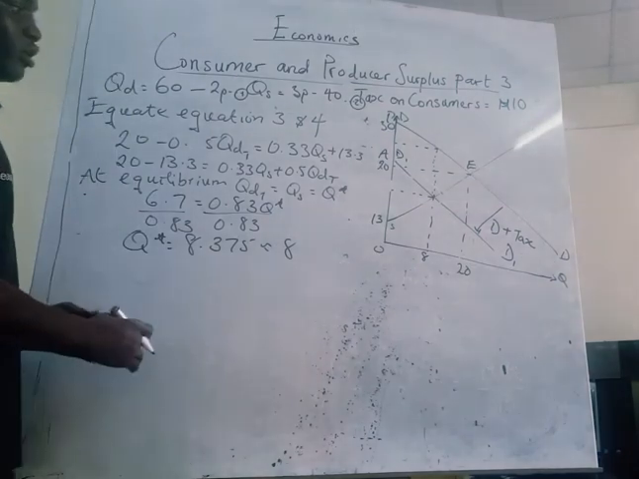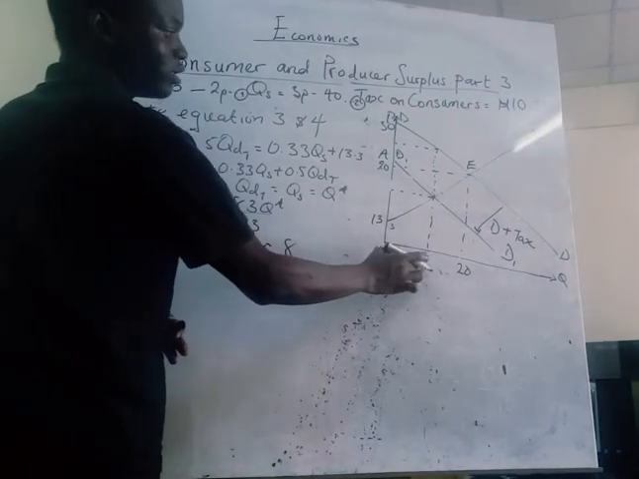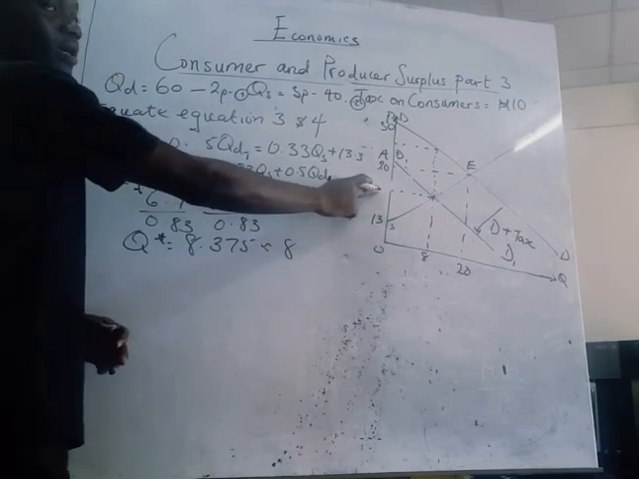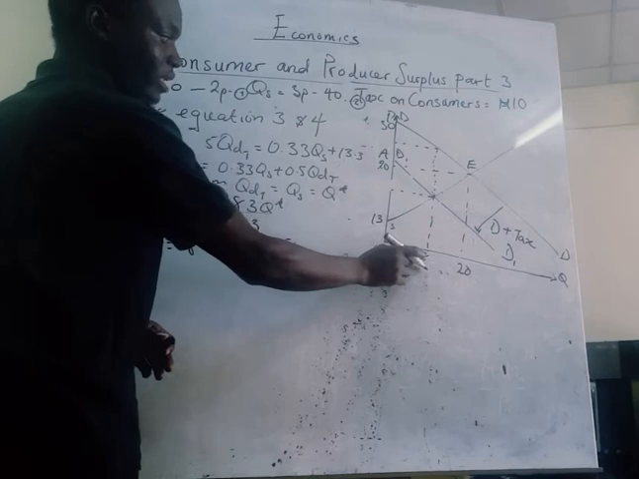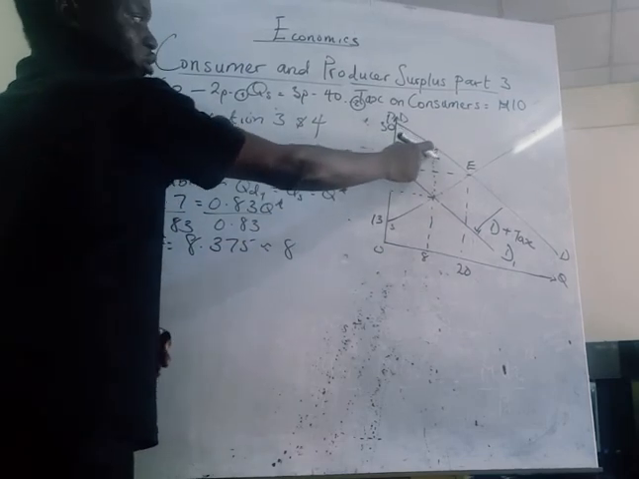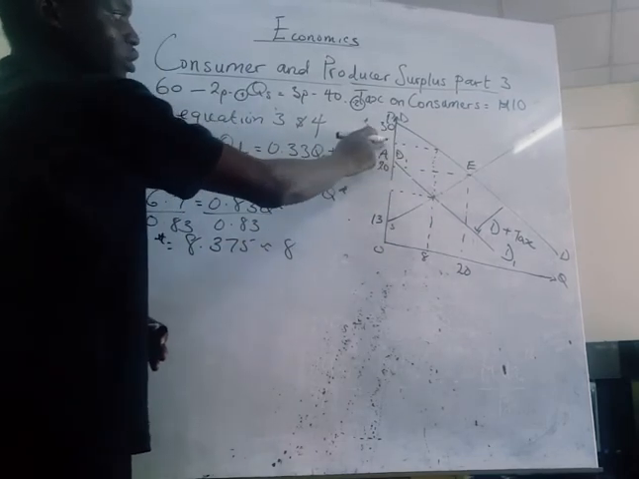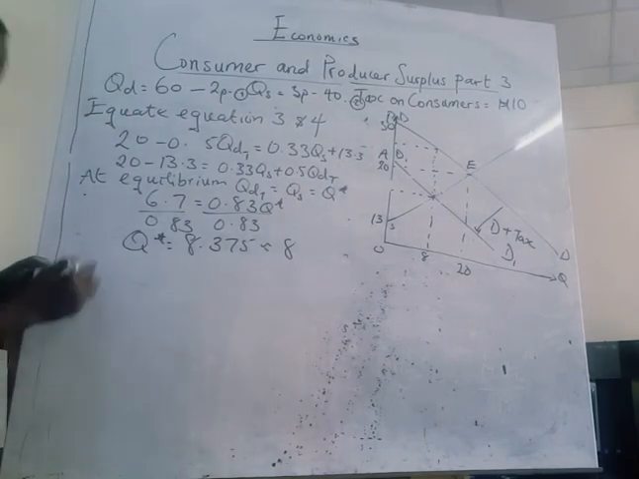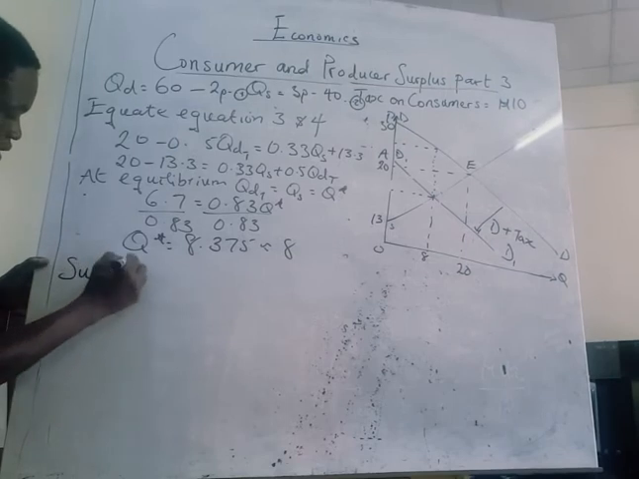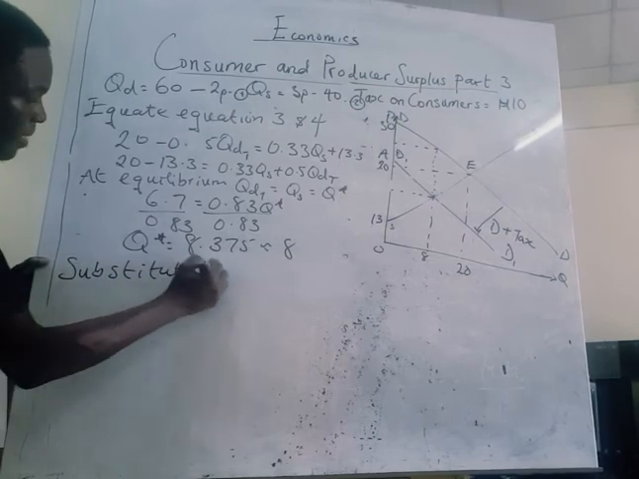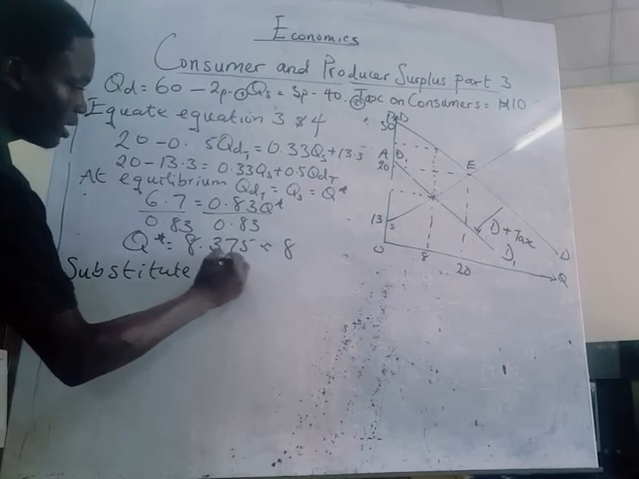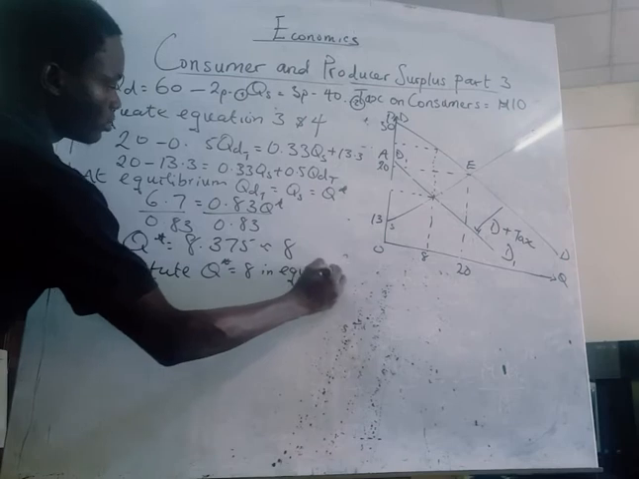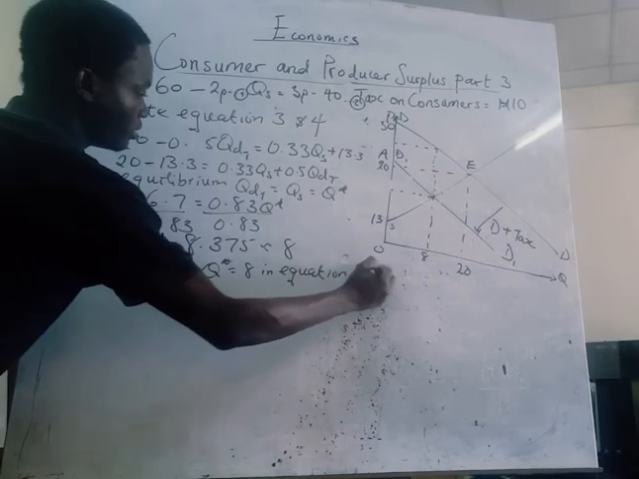So what then are we going to do? We insert the value of 8 into the initial supply function in order to get the price that producers are receiving now, and then we insert the value of 8 into the old demand function, which is equation 1, to get what the consumers will be paying now. So substitute Q star equals 8 in equations 1 and 2.